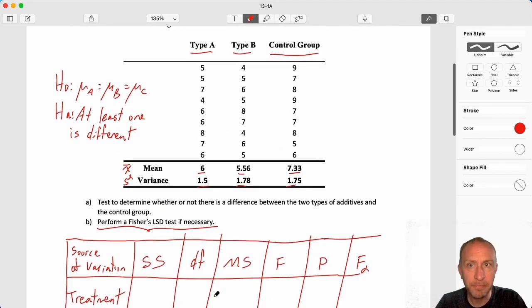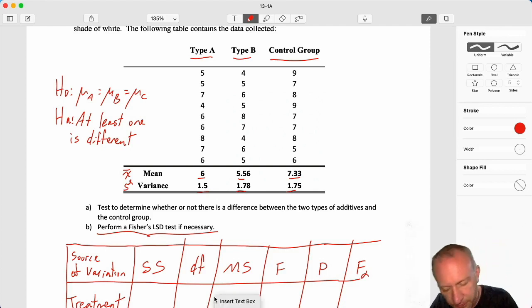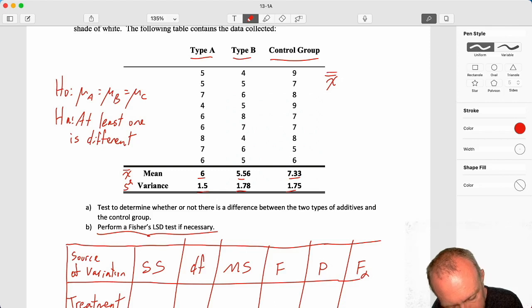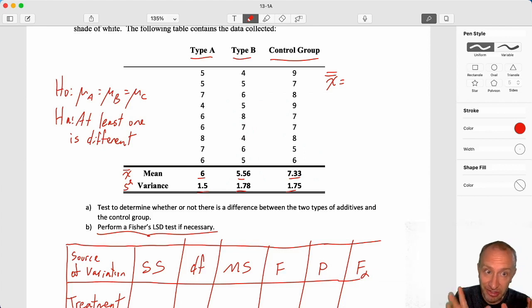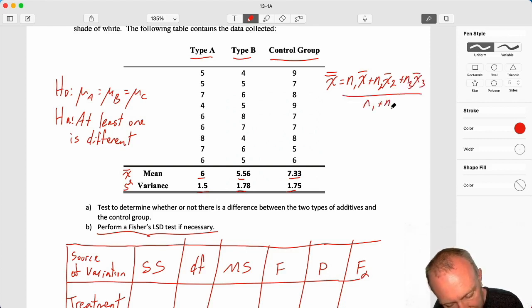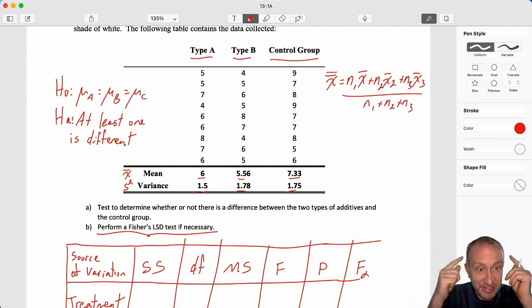Okay, so we have our test. Now we need to determine what is our best estimate of the unknown population mean that would exist if the null hypothesis were true. So we need that grand mean. Now, generally your safest approach to calculating the grand mean would be as a weighted average of the sample means. This should always be the first thing that you go to.